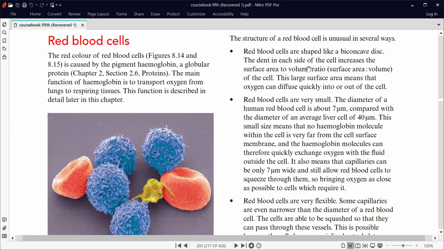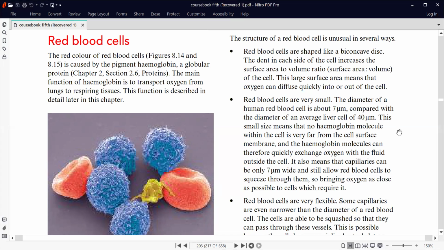Red blood cells, or erythrocytes, are unusual in several ways. Number one, a red blood cell is shaped like a biconcave disc. There's a dent in the center on both sides, which increases the surface area of the cell to carry more hemoglobin and more oxygen. Then, red blood cells are very small.